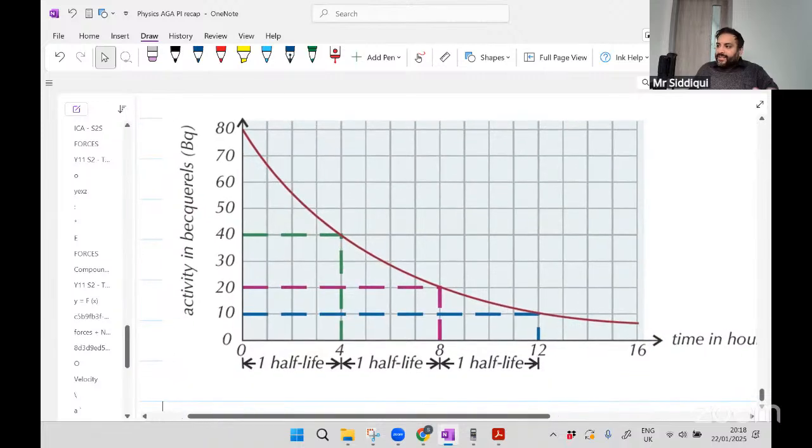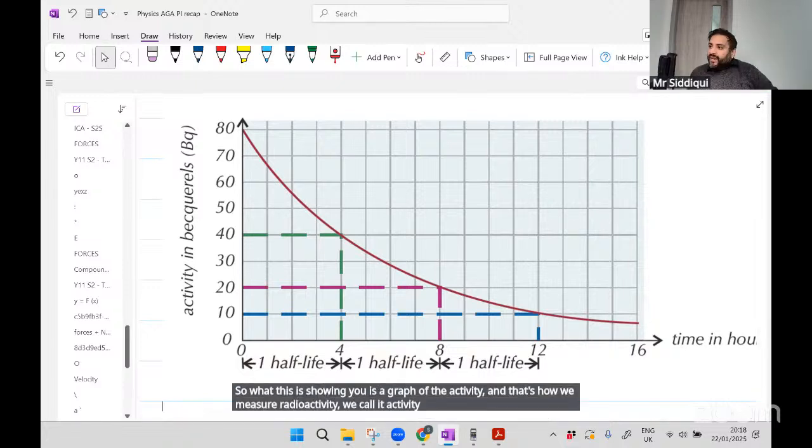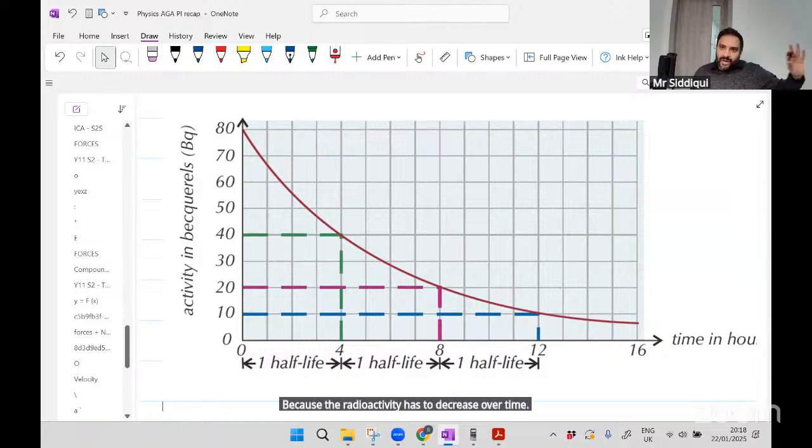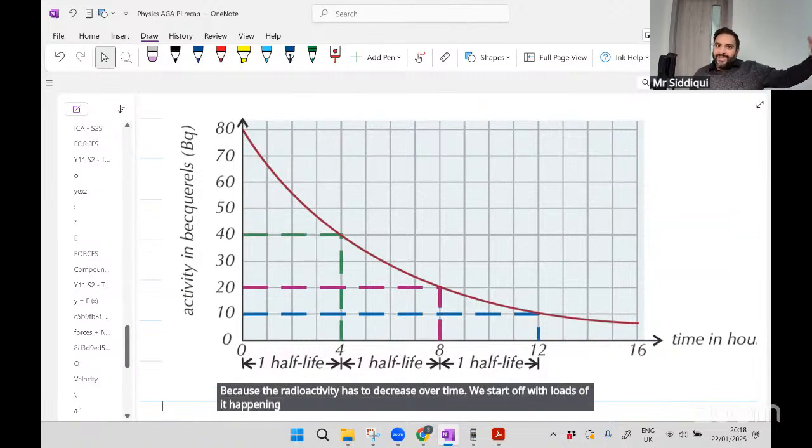So what this is showing you is a graph of the activity, and that's how we measure radioactivity, we call it activity, over time. And as I said, with any material, this will always be a downward graph because the radioactivity has to decrease over time. We start off with loads of it happening, but once it happens, it doesn't happen again with each nucleus. So it gradually decreases over time, as this graph is showing.